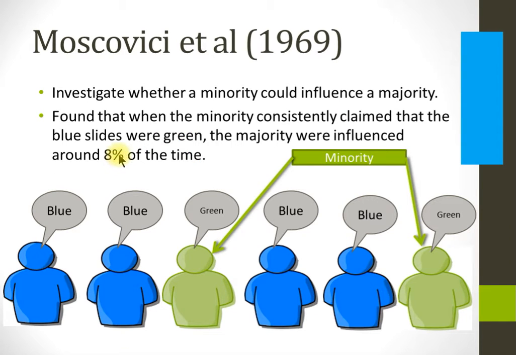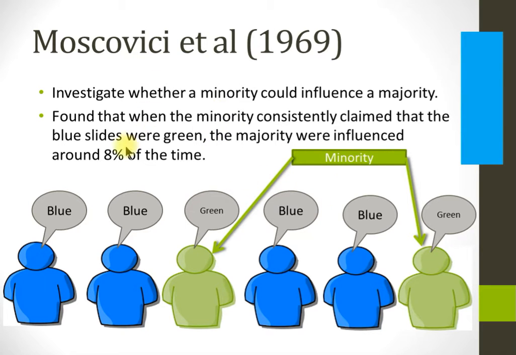Moscovici et al. 1969. In this famous study, 6 participants, 2 of which were Confederates, were asked to judge the colour of a series of slides. All the slides were blue, and yet the Confederate minority were instructed to say that they were green. In one condition, they were instructed to say they were green consistently, and in an additional condition, they were inconsistent, sometimes saying blue, sometimes saying green.